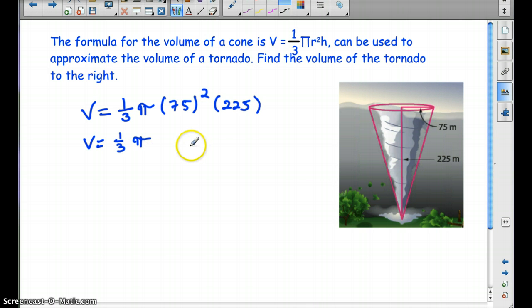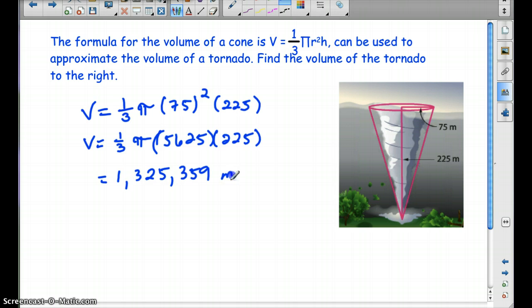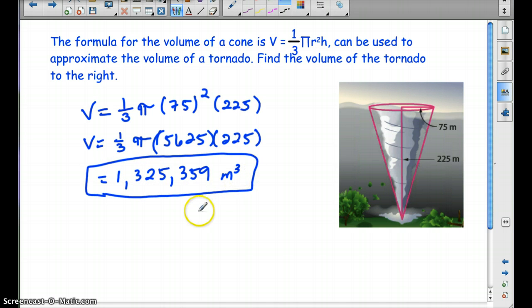So when we go ahead and square 75, it's 5,625. And then you'll punch this into your calculator. I'll give you some time to do that. Just pause the video if you need more time. But you should get around 1,325,359 cubic meters. Because it's volume, since it's three-dimensional, it's going to be cubic meters. All right, so that's the volume of this tornado.